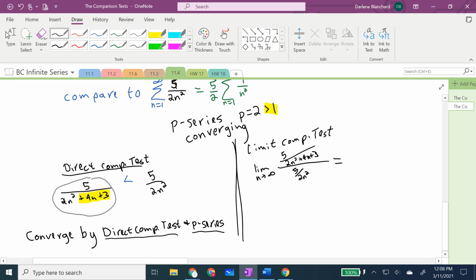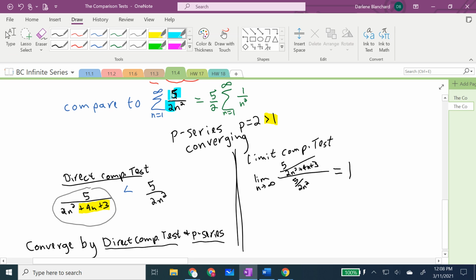Now look at that carefully, and how quickly can you tell me the answer to that limit? The answer to this limit is 1. All you need to do is get a positive finite number. If you allow the coefficients to come with your comparison, the limit is going to be 1.